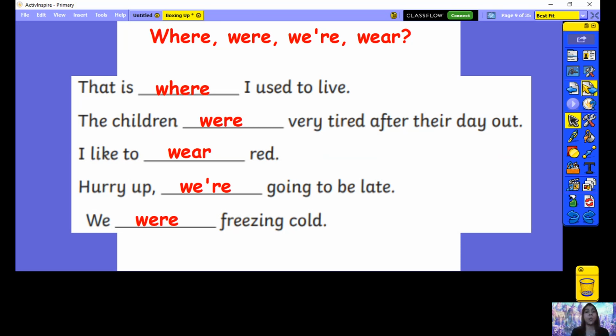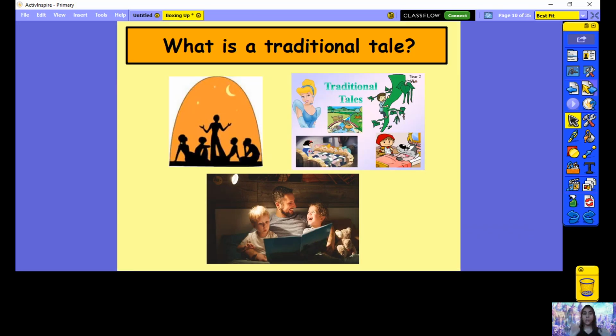So we're going to quickly recap what is a traditional tale. So pause the video here. I've given you some clues here with the pictures, and press play when you are ready for me to go over what a traditional tale is. So pause the video now. Hopefully you paused because I'm about to explain what a traditional tale is.